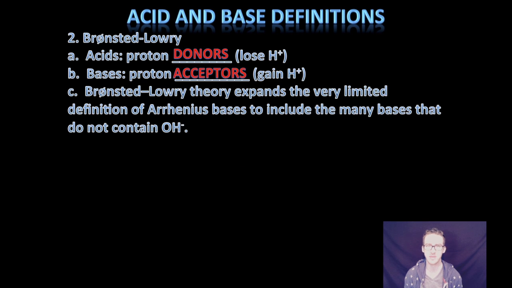Now, we also need to talk about the Brønsted-Lowry definition of acids and bases. Acids, according to Brønsted-Lowry, are proton donors. Well, that's pretty much the exact same definition for an acid according to Arrhenius, so those two are kind of interchangeable. A Brønsted-Lowry base, however, is defined as a proton acceptor, something that's going to gain a hydrogen ion or gain a proton. So one of the benefits of the Brønsted-Lowry definition is that it expands our definition of what things can be a base. It doesn't have to have a hydroxide ion.